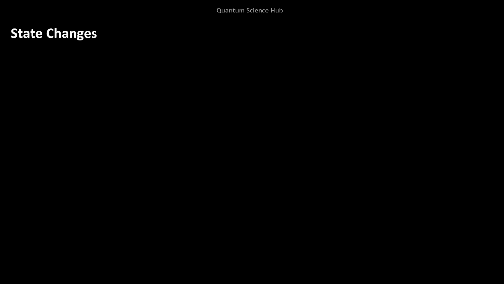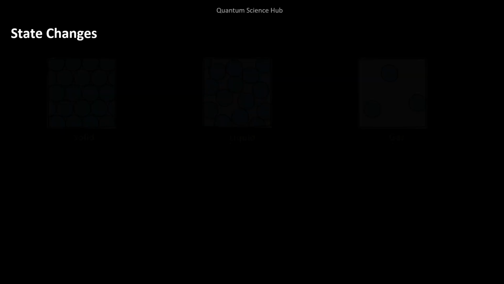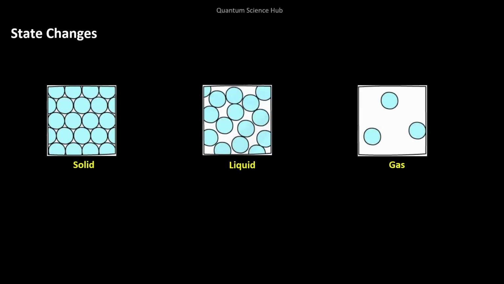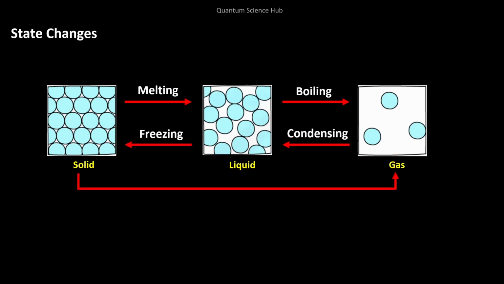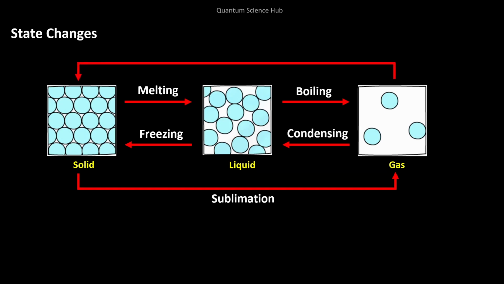Now let's talk about the state changes. Changes of state can happen when particles gain or lose energy. The state change from solid to liquid is called melting. From liquid to gas is called boiling or evaporation. From gas to liquid is called condensing. From liquid to solid is called freezing. From solid to gas is called sublimation, while from gas to solid is called deposition or desublimation.